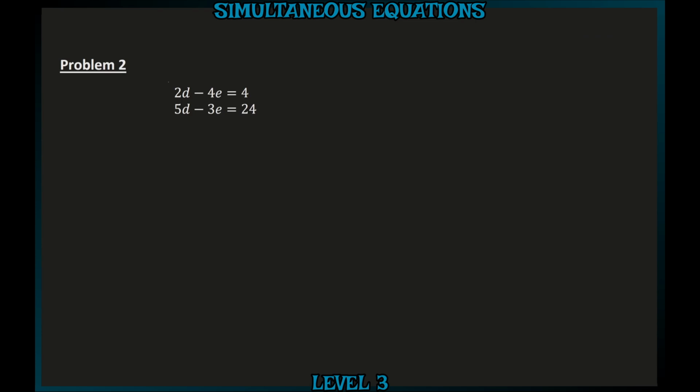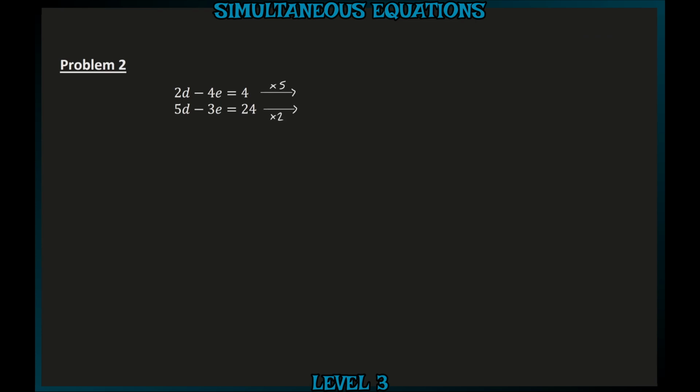So we could multiply the top equation by 5 and the bottom equation by 2, and this would give us a 10d in each of the equations. Or we can multiply the top equation by 3 and the bottom equation by 4, and this would give us a minus 12e in both equations. Either of these would be fine, but I'm going to go with the first option by multiplying the top equation by 5 and the bottom equation by 2.